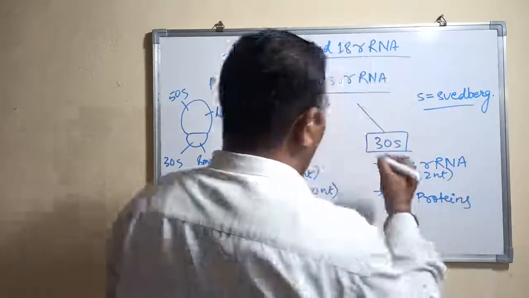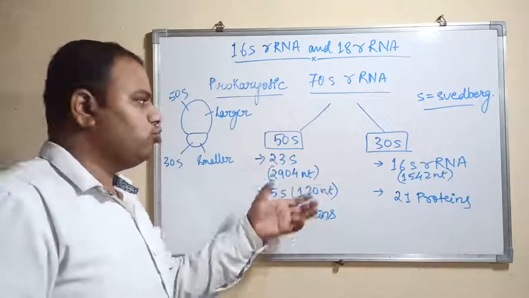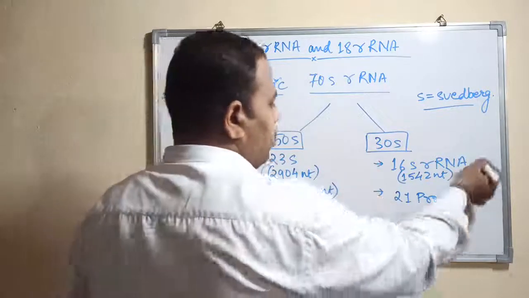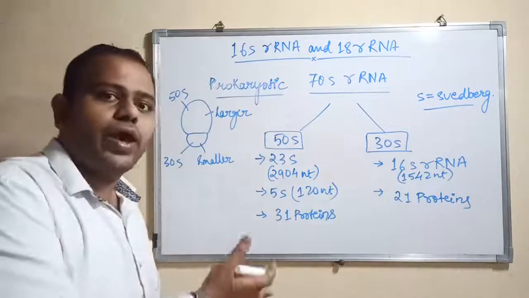Okay, so this is how the combined 70S ribosome present in the prokaryotic cell is distributed. The density of this becomes 30S. So this is the configuration of the prokaryotic ribosome.